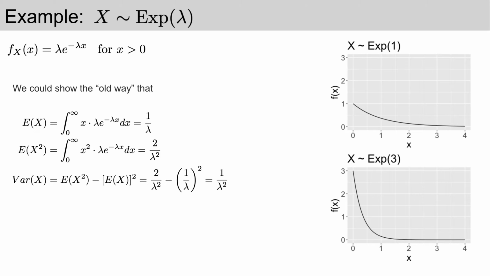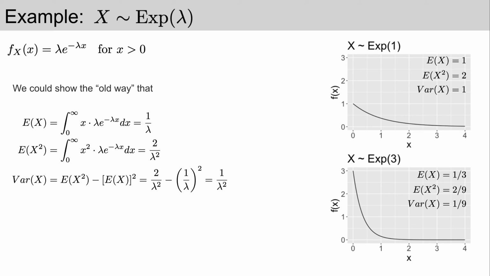We could show the old way that E of x, this integral here, equals 1 over lambda. E of x squared equals 2 over lambda squared. Thus, the variance of x equals E of x squared minus the quantity E of x, squared, which equals 1 over lambda squared. Thus, in our two examples here, an exponential variable with rate 1 has a mean of 1 and a variance of 1. An exponential variable with rate 3 has a mean of 1/3 and a variance of 1/9.